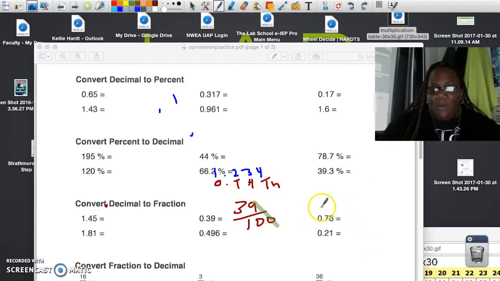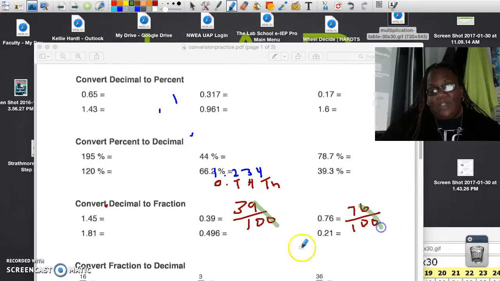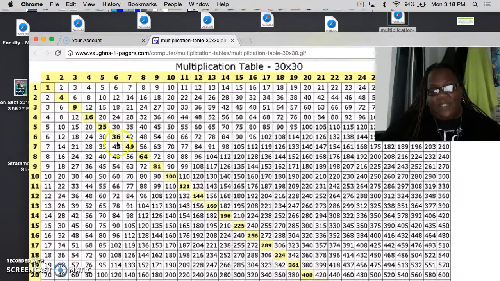This one, there's no whole number. So I will take that 76, make it a numerator. What place value is that 76? Tens, hundreds. Okay? With this one, I know that these two end numbers are even. Two even numbers will reduce. Find the row that has a 76 and 100 in it. So go to your multiplication chart, find a row that has a 76 and 100 in it, okay?